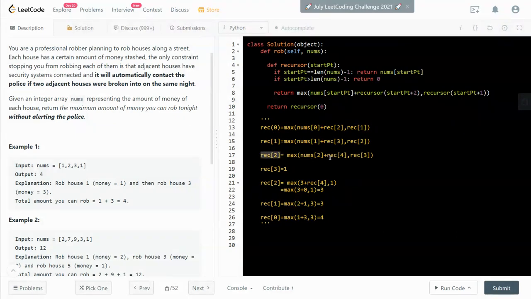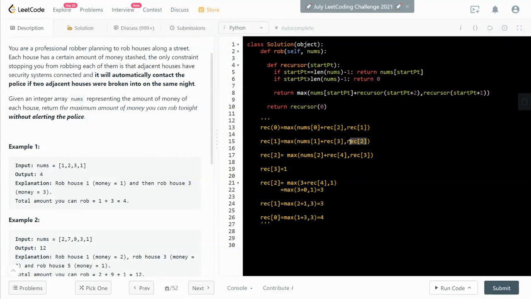And rec2 equals the number at position 2 plus rec4. And then the maximum of that is compared to rec3. And rec4 is actually outside the boundary, so that's why rec4 is 0. And then rec3 is actually 1, that we just talked about. And what's num2? Num2 is 0, 1, 2. Actually, this number is 3, right? So this is exactly how we solve rec2 now. And after we do the arithmetic, rec2 is 3.